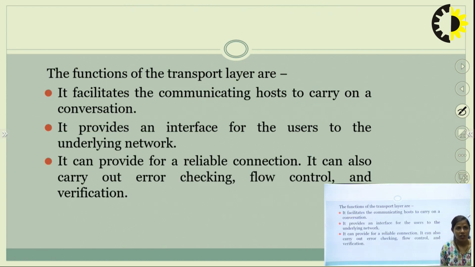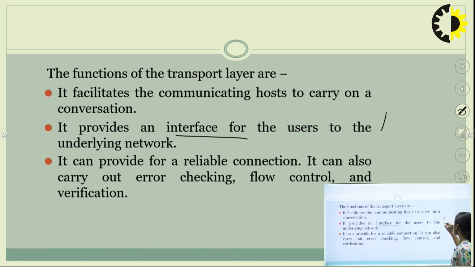These are the various functions involved under the transport layer. The transport layer communicates from one host to the destination host. It provides the interface to the underlying network. What are the users involved in that particular network? Is there a reliable connection between those persons or not?